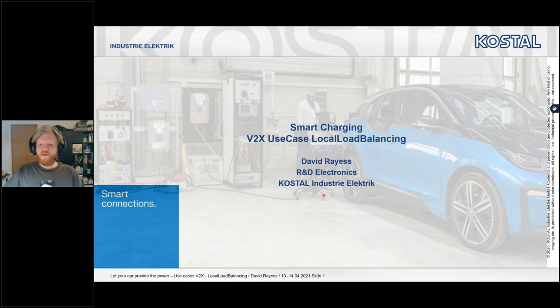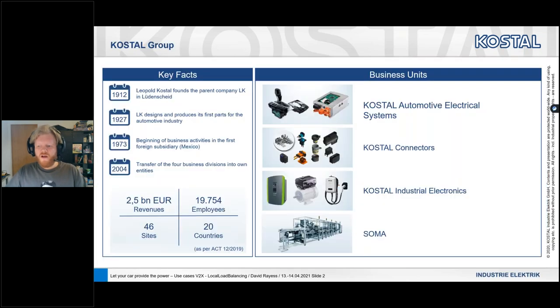Hello, my name is David Reyes. I'm from Kostal Industrie Elektrik GmbH. First, a few facts about the Kostal company. Kostal was founded in Lüdenscheid in 1912, and it has grown over the years. Today it's active in 20 countries with 46 locations, and there are four business divisions: automotive electric, connectors, industrial electronics, and SOMA.